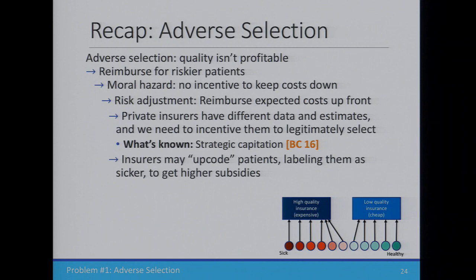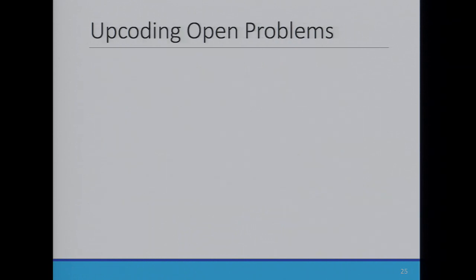We also said insurers might upcode patients to get higher subsidies. And what's already known on this subject is the strategic classification work by Hardt et al. Okay, so this is just a recap of everything that comes of trying to fix the adverse selection problem. Now I'm going to talk about related open problems because there's a lot of work to do here.